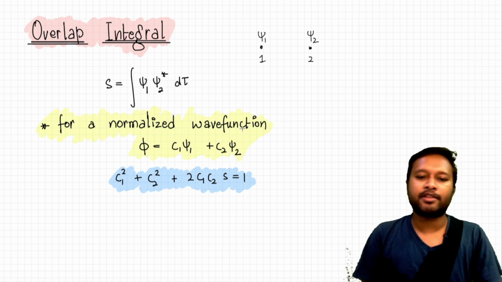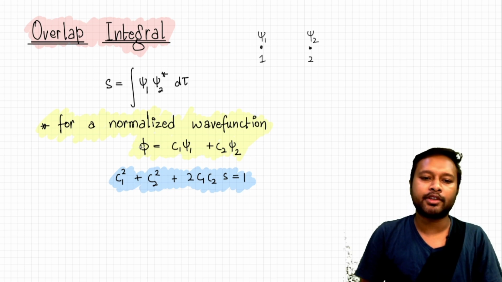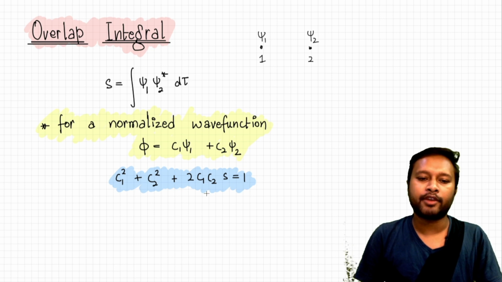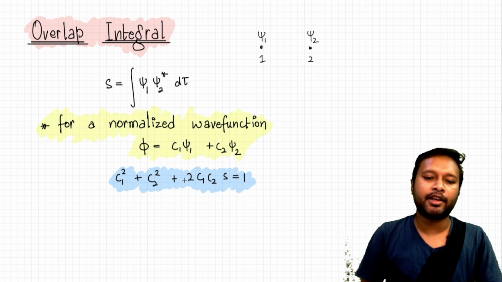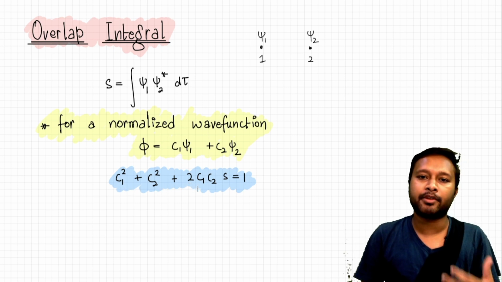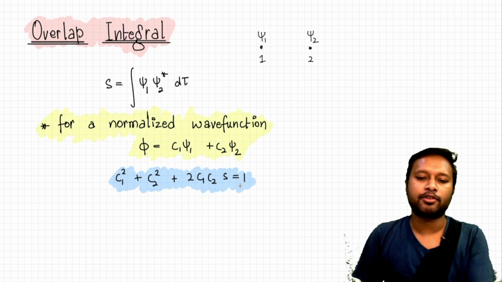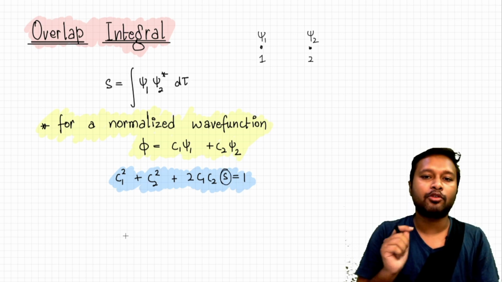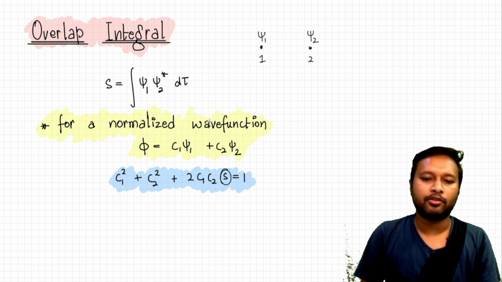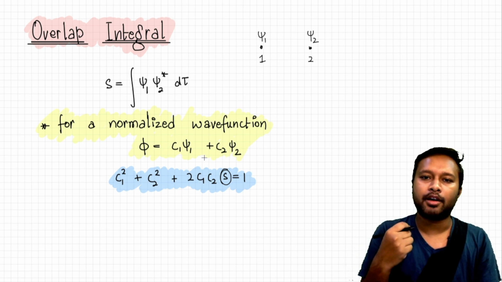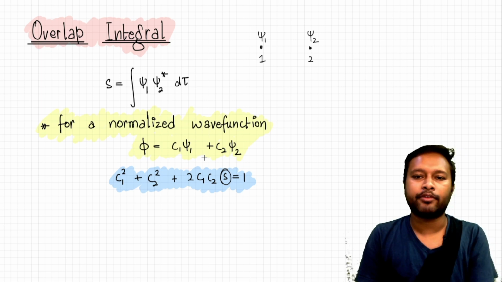Now for a normalized wave function, we have taken one more example, once again the similar example of the molecular orbital wave function. So phi is equal to c1 phi1 plus c2 phi2. For that, the overlap integral can be calculated from this formula, which says c1 square plus c2 square plus 2 c1 c2 S is equal to 1, where S is your overlap integral and c1 and c2 are the coefficients of your atomic orbitals in the molecular wave function.